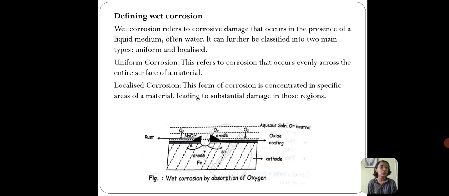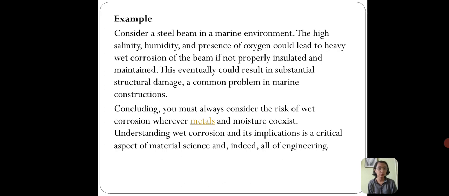Defining wet corrosion. Wet corrosion refers to corrosive damage that occurs in the presence of a liquid medium, often water. It can further be classified into two main types, uniform and localized. Uniform corrosion. This refers to corrosion that occurs evenly across the entire surface of a material. Localized corrosion. This form of corrosion is concentrated in specific areas of a material, leading to substantial damage in those regions.